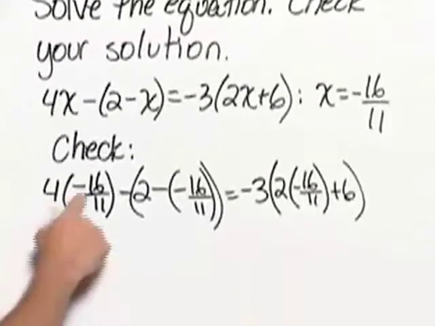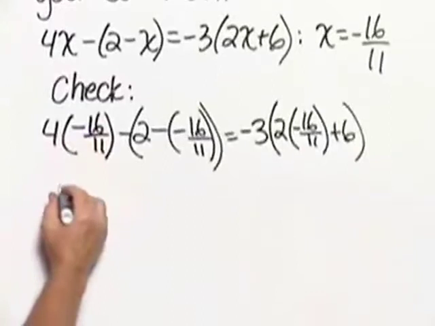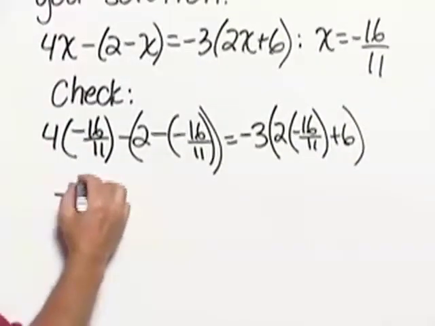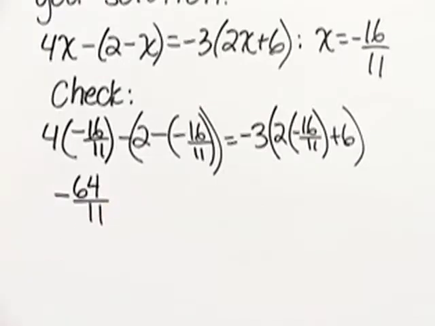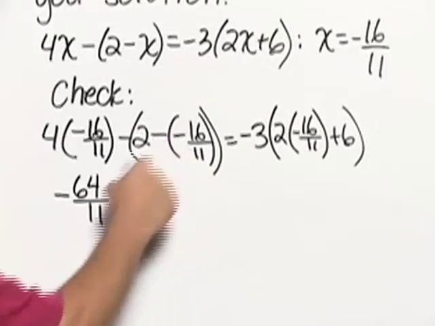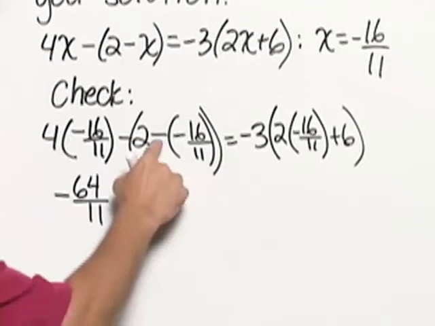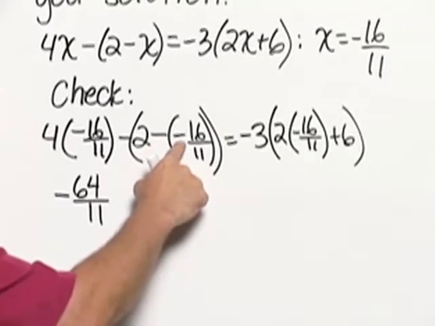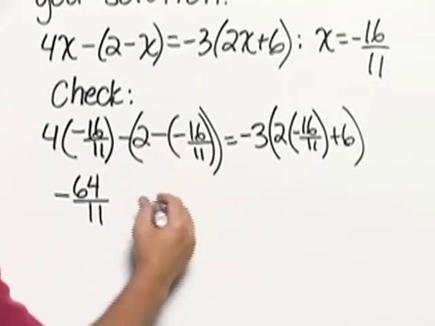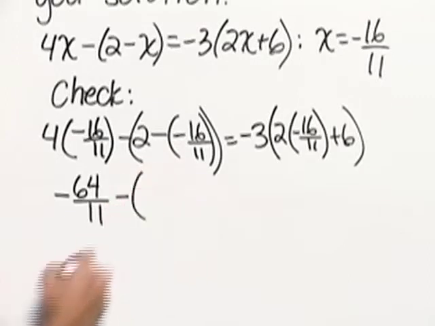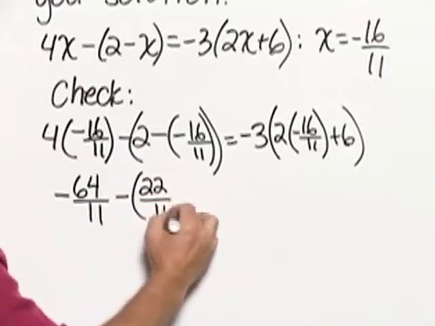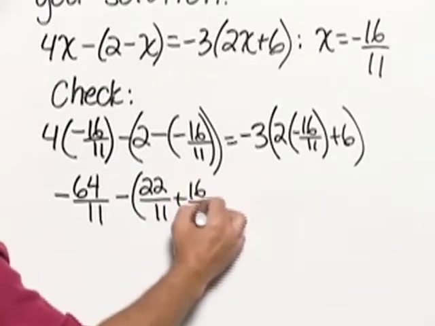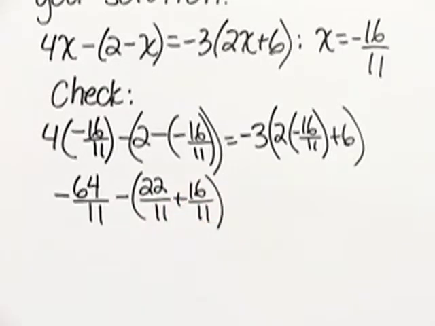Here we have 4 times negative 16/11. That's going to give us negative 64/11. Then inside the parentheses here, the minusing a negative is the same as adding a positive. So this is minus, and now I'm going to write 2 as 22 over 11 to show that in order to add those, they must have the same denominator of 11.